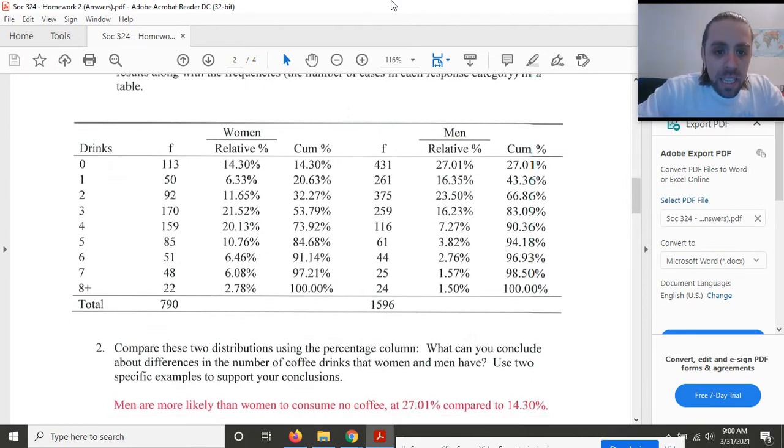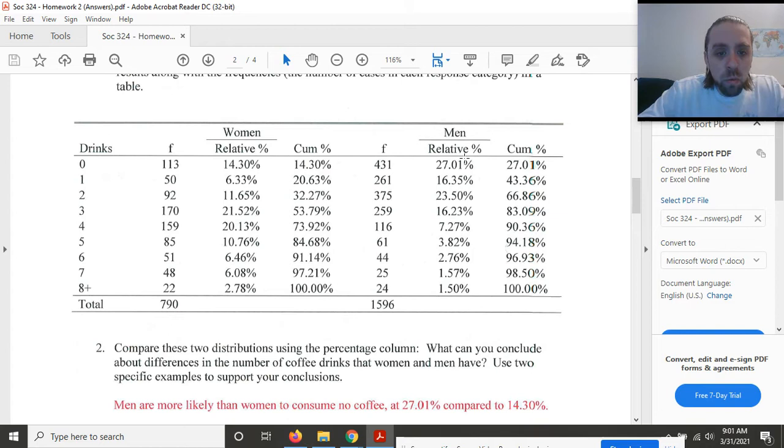And when I did this, this is what I came up with. In my very first column, I have the total number of drinks, 0 to 8 plus. So this is mostly an interval variable, but that 8 plus introduces a little bit of ordinal stuff. But it's not a very big column. We can generally treat this as an interval variable. And to calculate the relative percentages, I created 2 columns for women, relative and cumulative, and 2 columns for men, relative and cumulative.